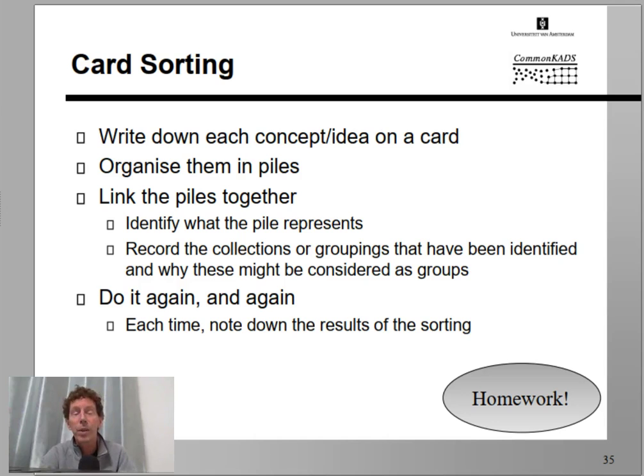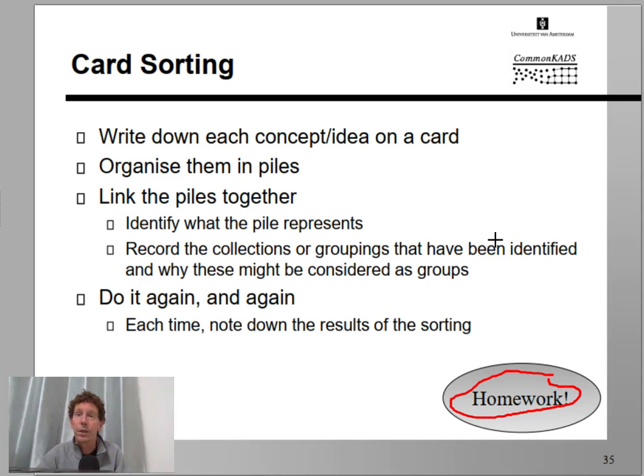And maybe the most extreme case of this is card sorting. This is something that we're also going to ask you to do for your homework. And if you come to the Q&A session, then we'll actually make a start with that. We'll make you do card sorting in class so that you can use it as a start for your homework.